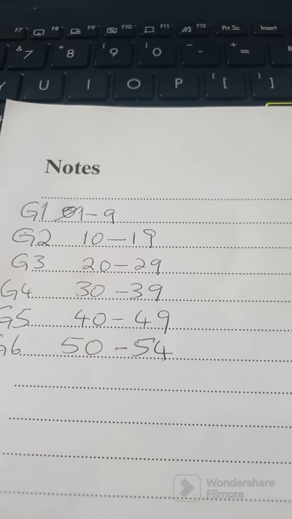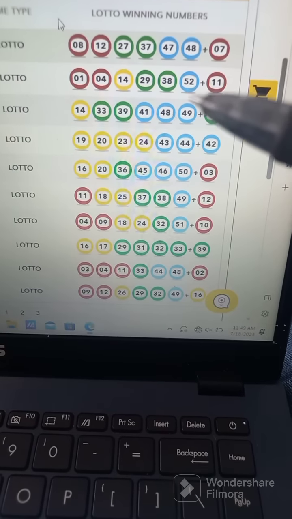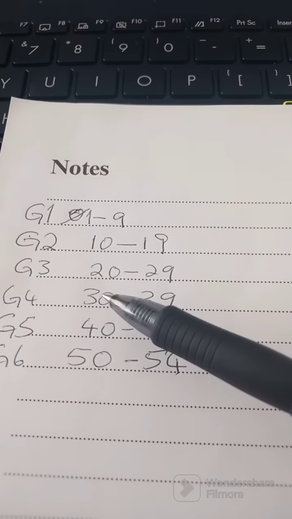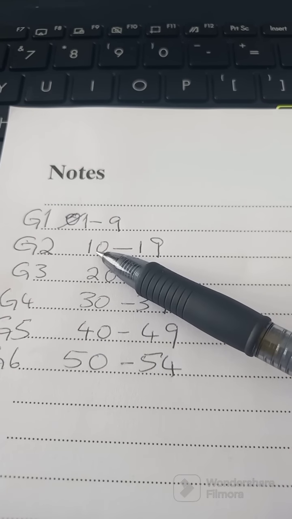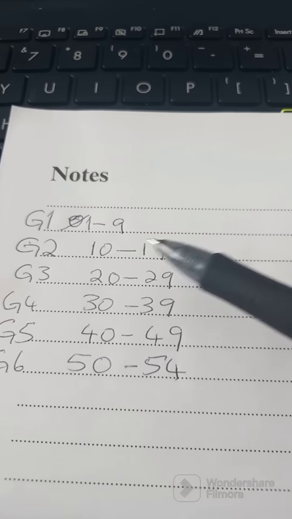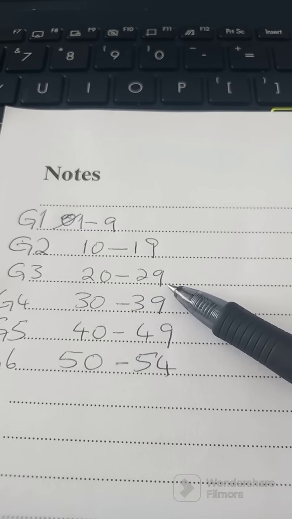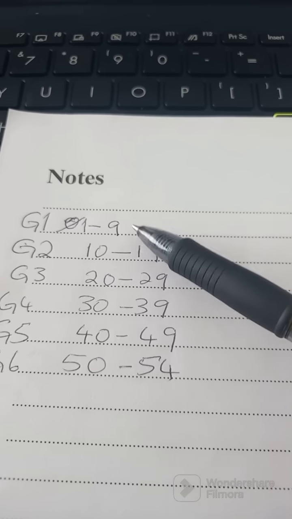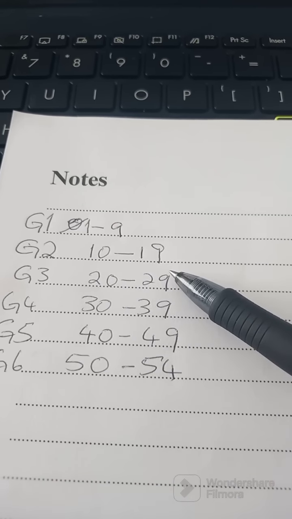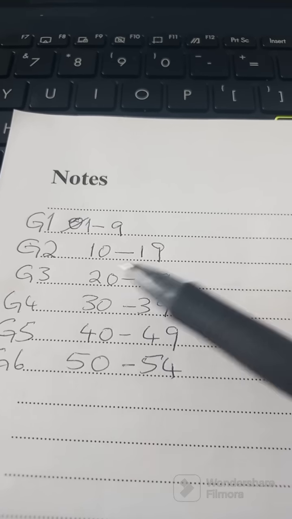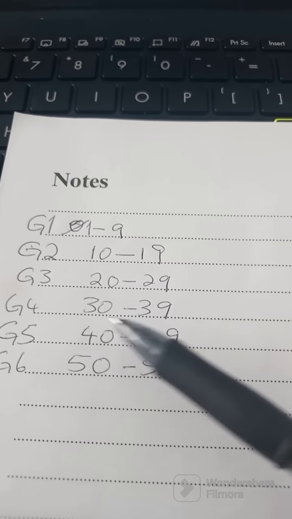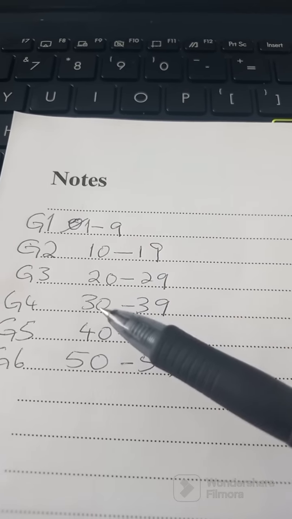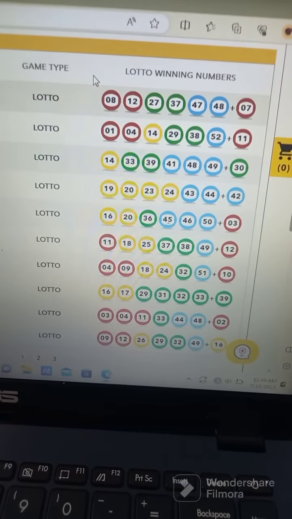So in order to know by just looking at the results which group it is, you must know that it goes from 1 to 9, a 10 to 19, a 20 to 29, a 30 to 39. So that's how you are going to spot these groups, just by looking there.